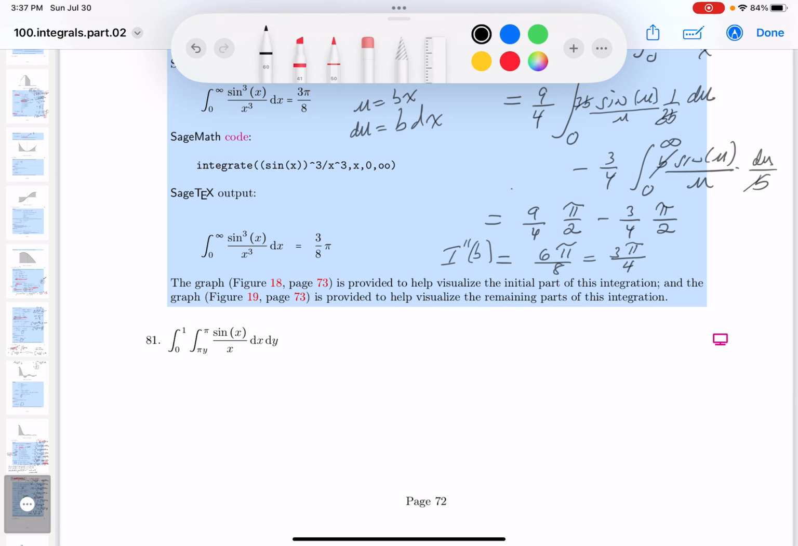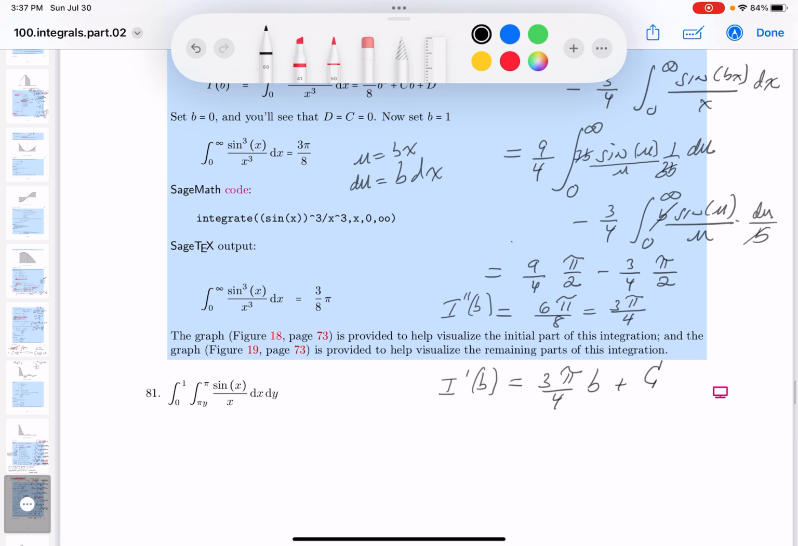So I got to work my way back, and I'm going to do it one step at a time. So it's going to be 3 pi over 4 B plus, I'm going to say C. I'm going to say that's some constant. I don't know what it is, though. I did okay. Let's go back one more.